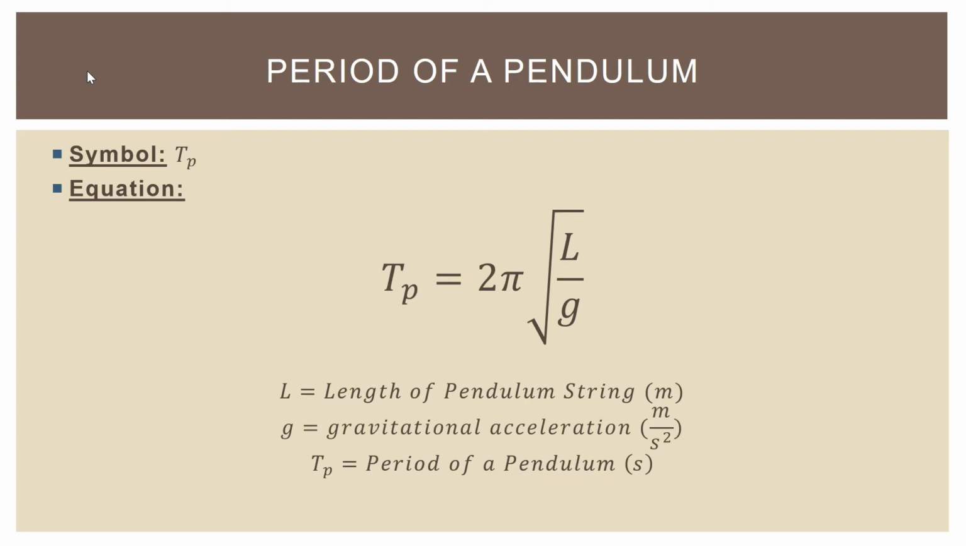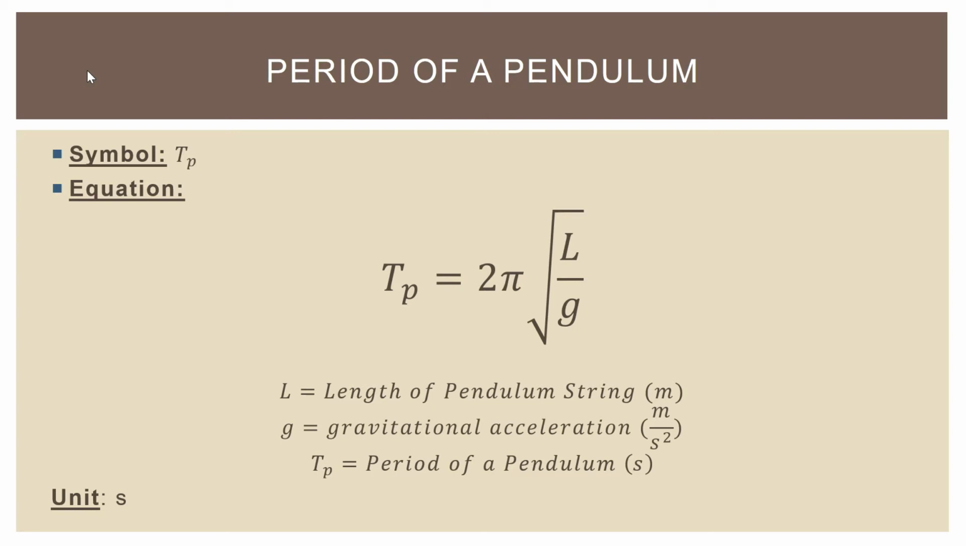Notice the argument of that square root, meters divided by meters per second squared, ends up giving you units of seconds squared, which, when you take the square root of that, gives you units of seconds. And the unit for the period of a pendulum is seconds. Now, it should be noted, you can confirm this by looking yourself, the period of a pendulum equation is the only equation about a pendulum in the AP Physics reference table.